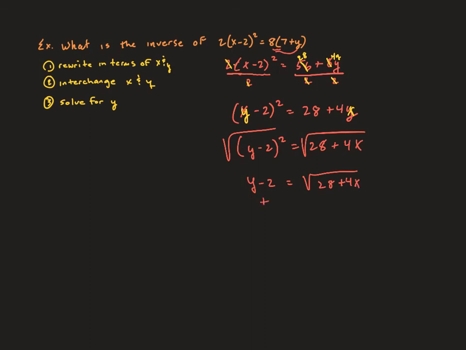And then add 2 to both sides. Then I have y is going to be equal to 2 plus or minus the square root of 28 plus 4x. And there you go. There's my inverse function of that.